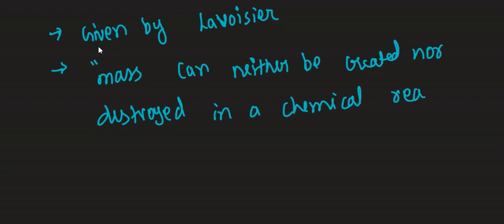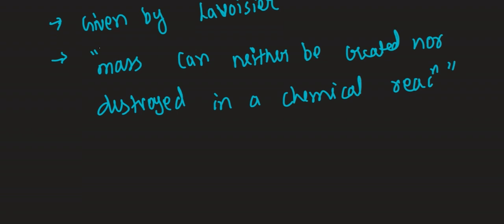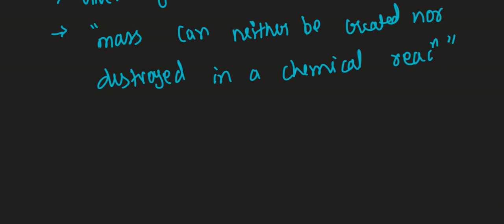So what does the sentence say? Suppose you have started the experiment by taking 20 grams. After completing that chemical reaction, is there any chance to get more than 20? No. Less than 20? No. So if you take 100 grams, then you will get 100 grams. You are not going to get any extra mass or any less mass in the chemical reaction. The amount you take for the chemical reaction, the same amount you are going to get as product. Mass can neither be created nor destroyed in a chemical reaction.